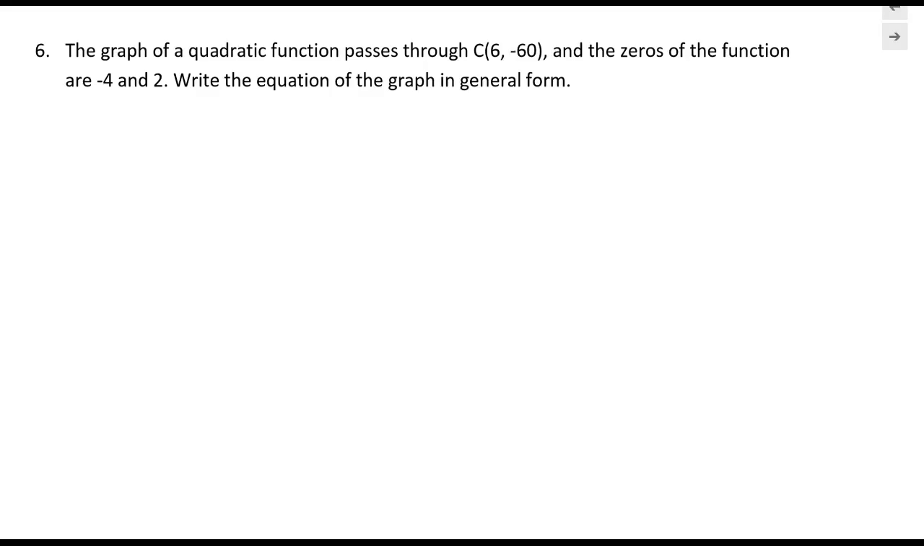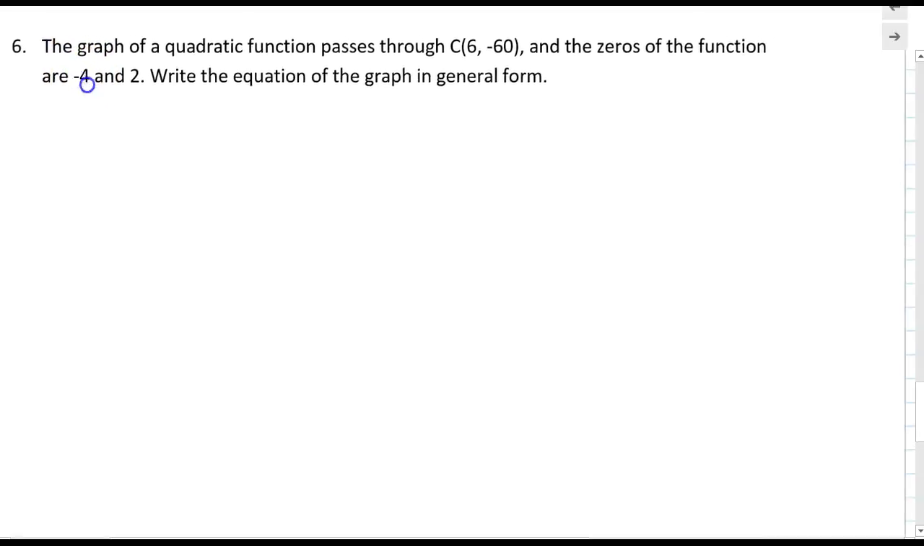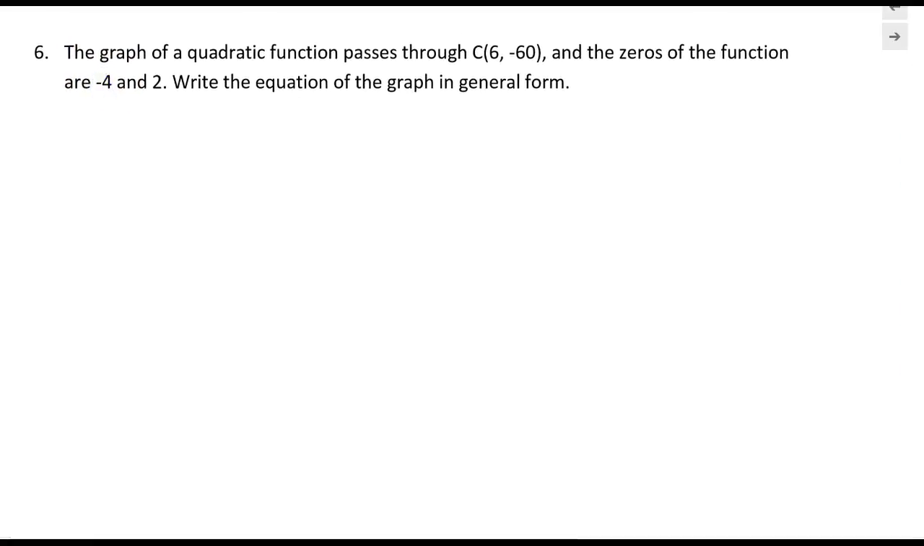Okay, so this question's a little bit different because we're not actually asked to graph anything. Instead, we're asked to write the equation. So we're going to have to use some different principles than we already had. First thing we're going to need to do is go through the question and identify the information and how we're going to use it.